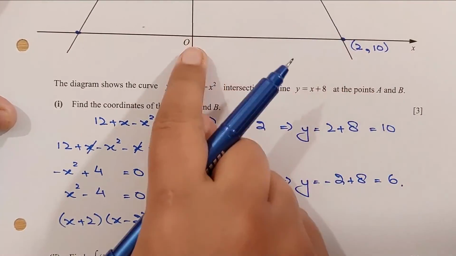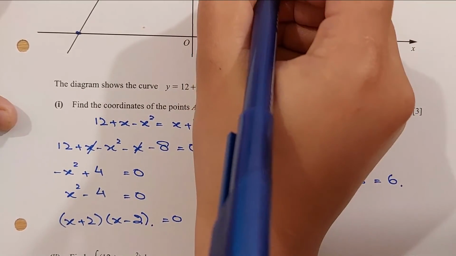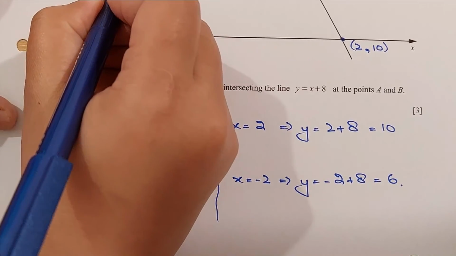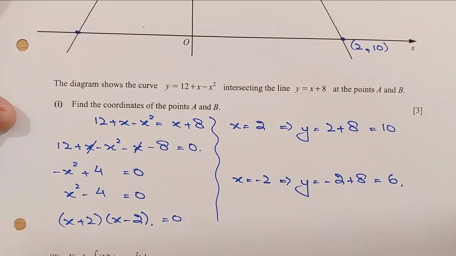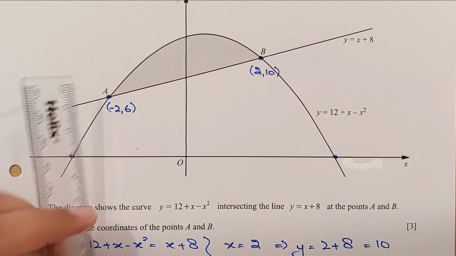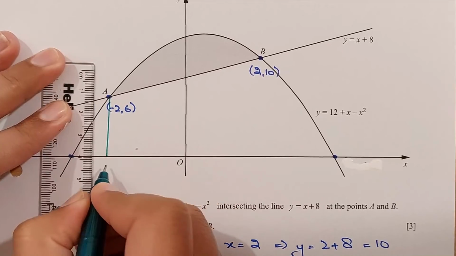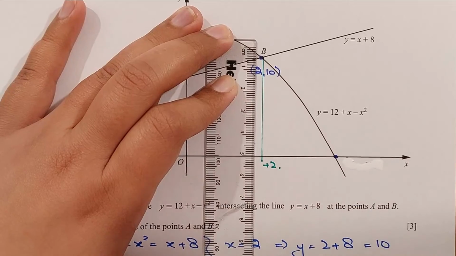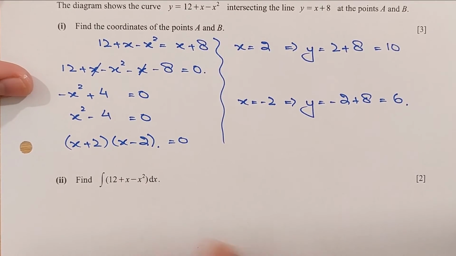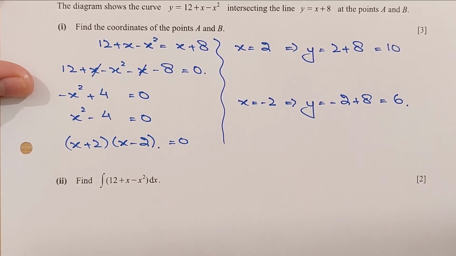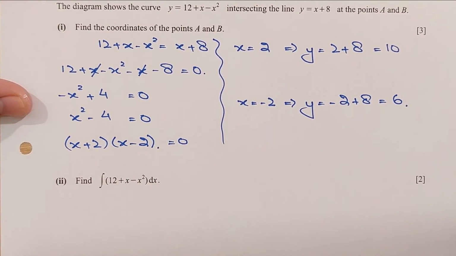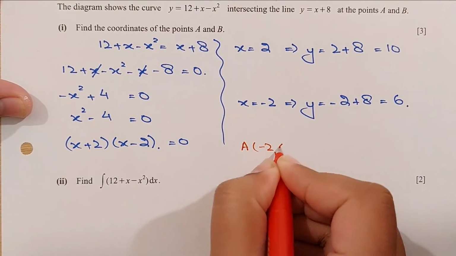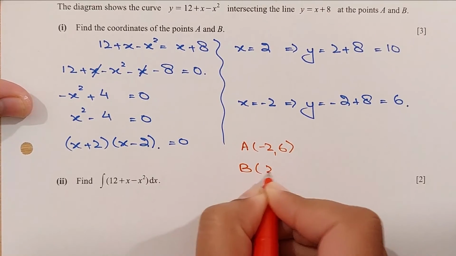So for B, here we have x positive, so this is 2, 10. And the A coordinates are minus 2, 6. So you can see here, x equals negative 2 and here x equals positive 2. Now for the second part, find the integration of this curve. But first let me write down the coordinates: A is minus 2, 6, and B is 2, 10.